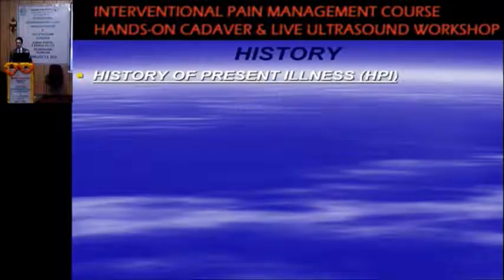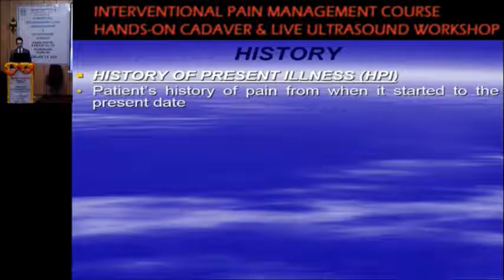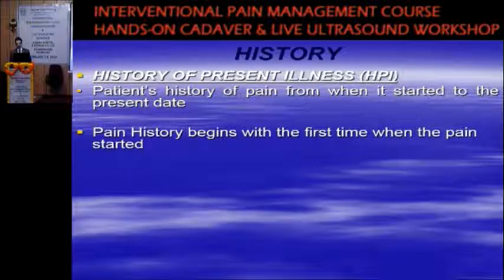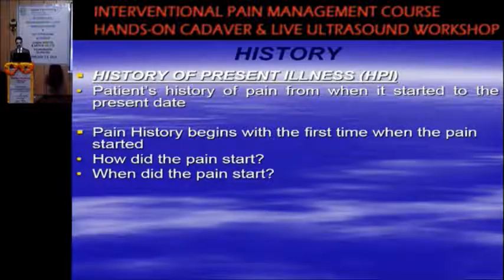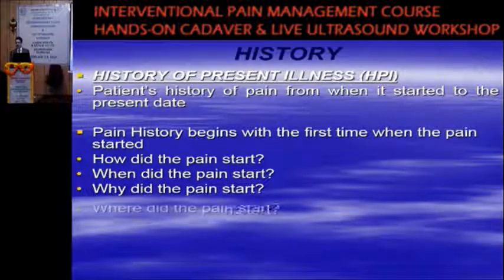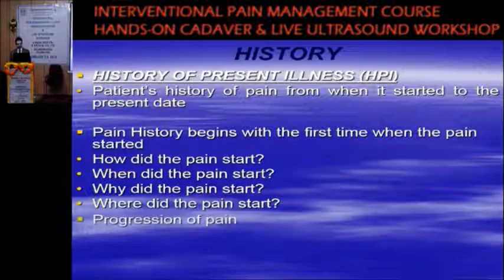Next, you come to the history of present illness. You start from the history of pain, from when it started to the present date. You have to get it all the way. When did the pain start, and then what has happened from that time till you are seeing the patient? That is what you need to ask. Then the pain history begins with the first time when the pain started. So go back again, keep asking them till you get to the point where the pain actually started. How did the pain start? When did the pain start? Why did the pain start? Where did the pain start? And then how has it progressed with time?